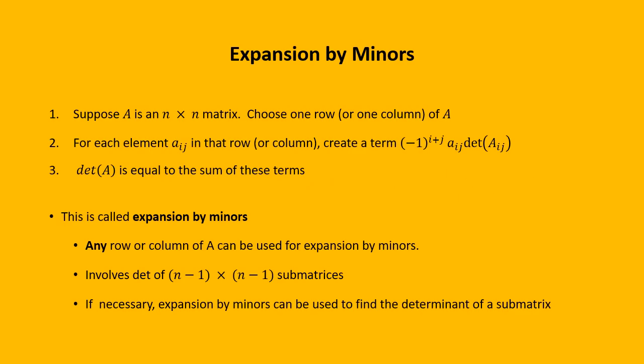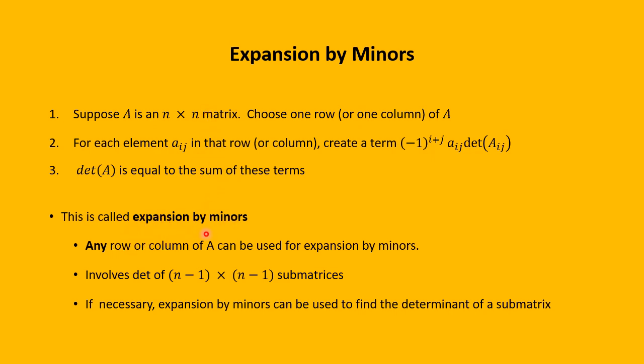We can find the determinant of a matrix by using what's called expansion by minors. Let's suppose that A is an n by n matrix. Choose one row or choose one column of A. Then do the following. For each element A sub ij in that row or column, create a term: minus 1 to the i plus j times A sub ij times the determinant of A sub ij. Then the determinant of A is just equal to the sum of all of these terms for that row or column. This method of computing the determinant is called expansion by minors.